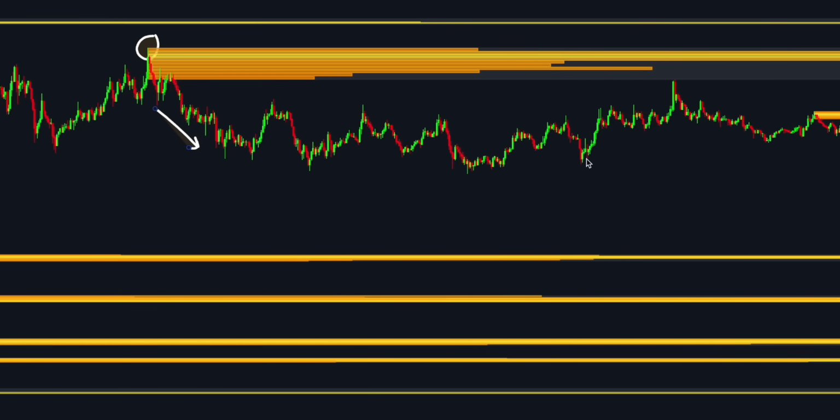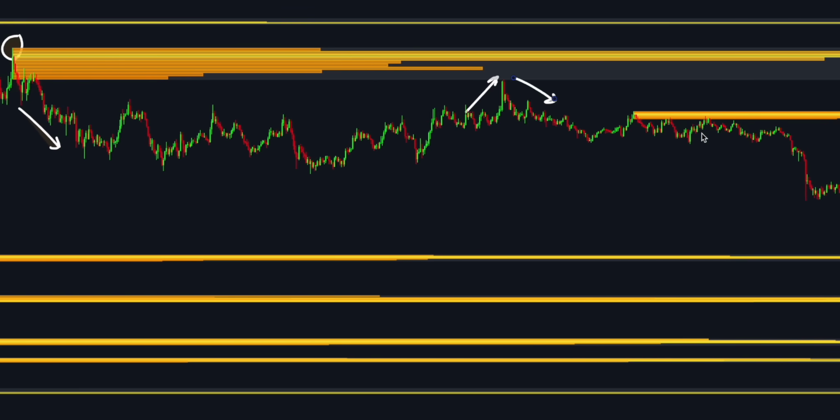Now let's look at what happened when the price approached this order block. We saw an immediate rejection. Such a level of resistance is extremely hard to break. That's why it is in our best interest to follow smart money.